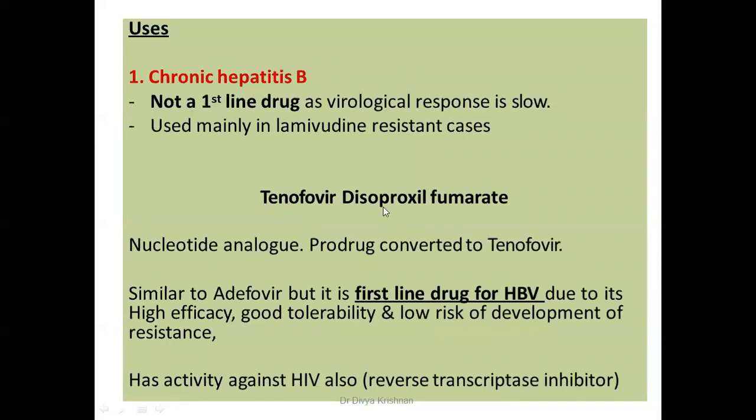It is used in chronic hepatitis B. Again, it is not a first-line drug. It is only used in lamivudine-resistant cases. So we have found only one first-line drug, that is entecavir, so far.